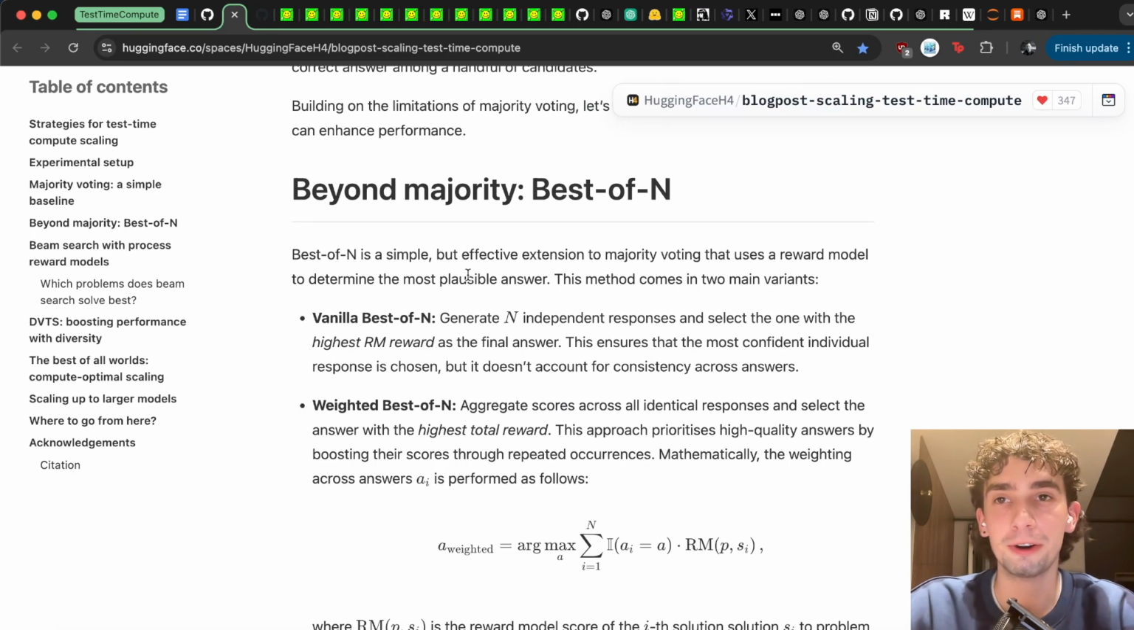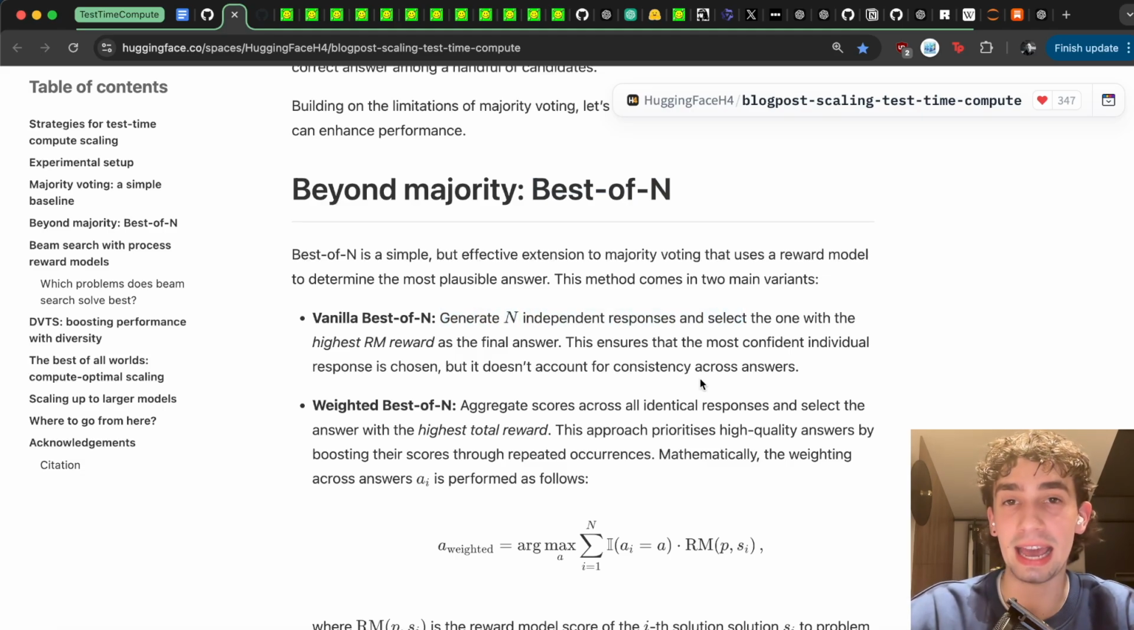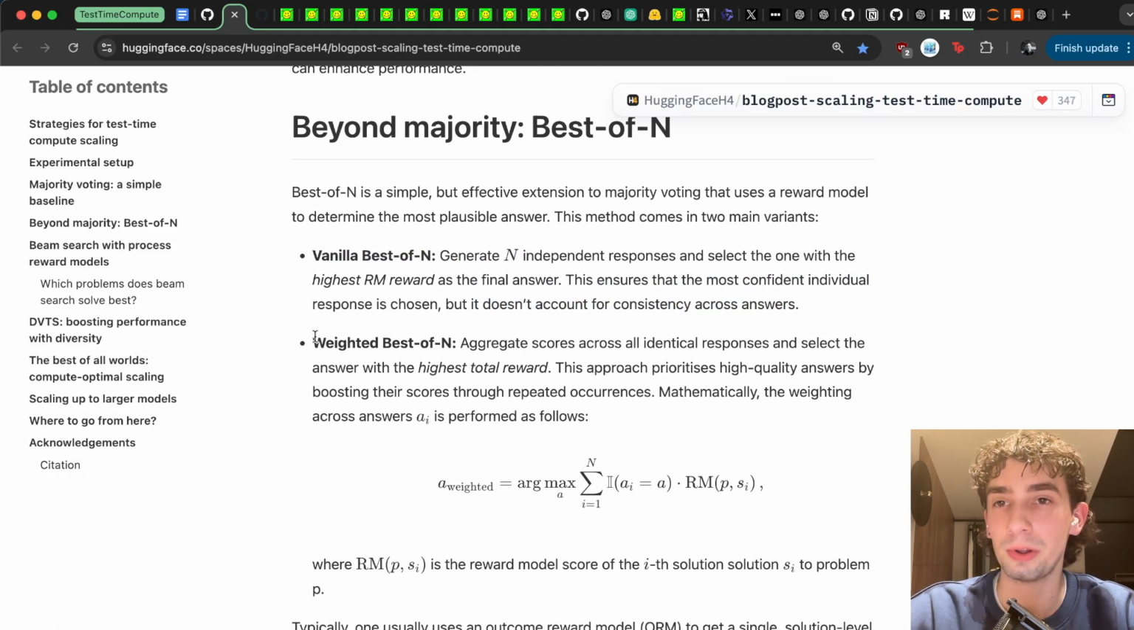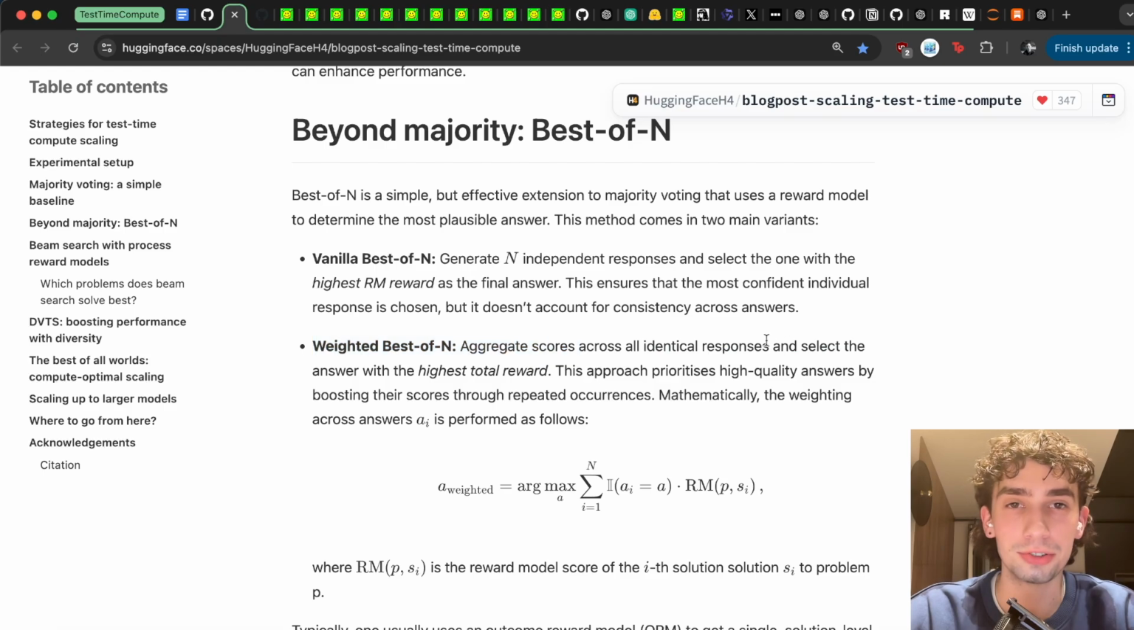But taking this one step further, what we can do is apply best of n with our reward models. Essentially, it's going to be the same way of generating n independent responses, but this time we are going to select the one with the highest reward model reward as the final answer rather than the majority. This is meant to hopefully give us our most confident individual response, but it doesn't necessarily account for consistency. So along with the vanilla best of n, we'll also show the weighted best of n, which is going to aggregate our scores across all of the different identical responses. So we'll instead select the answer with the highest total reward.